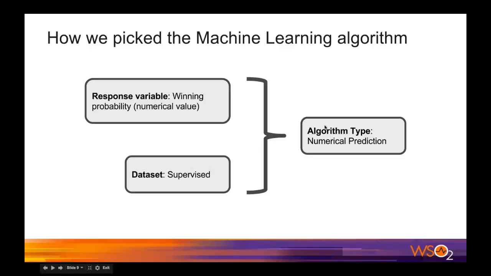So what we needed to get to know is the algorithm type. Since the response variable is a numerical value and the data set is supervised, the algorithm type that we're going to need to select is a numerical prediction algorithm.